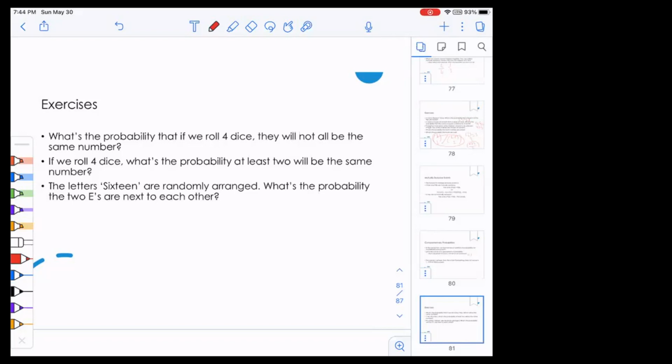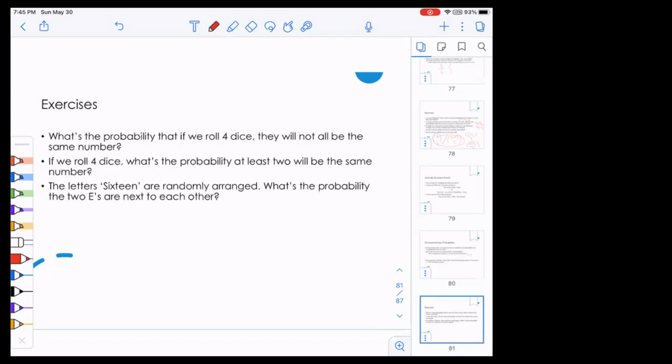All right, so let me go over these now. Here, what is the probability that if we roll 4 dice, they will not all be the same number? Counting the number of outcomes in which 4 six-sided dice don't all show the same number would require a lot of work. But what we do in complementary counting is we count what we don't want to count. So in this case, we would count the probability that they are all the same number.